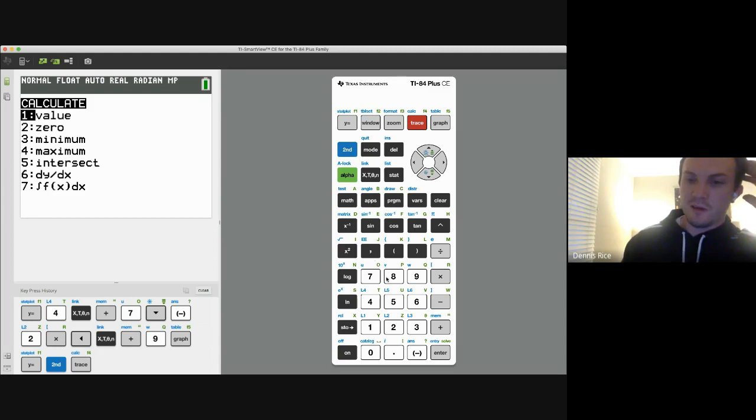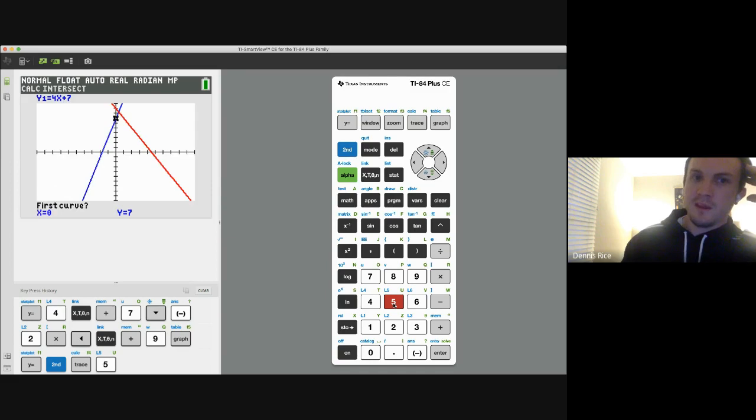Some of you guys don't know that, I think. When you have a window or a menu, that's why they have numbers. You could just hit the number. Or if you want to scroll, that's fine. So you could hit 5. It's going to ask you 3 questions. It's going to say first curve, second curve, guess. For right now, it doesn't matter. So just hit enter 3 times.